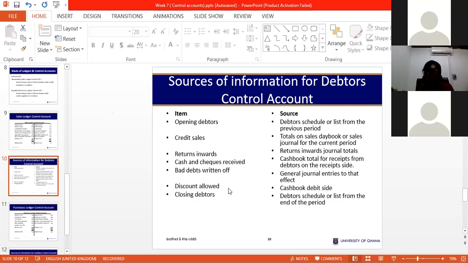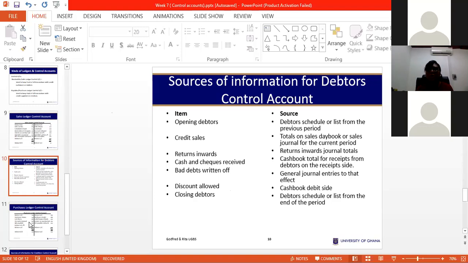And then you have the closing debtor balance, which is the period end. So when you're not given information, you can pick the balance CD for the period and use that to represent the closing debtor balance.